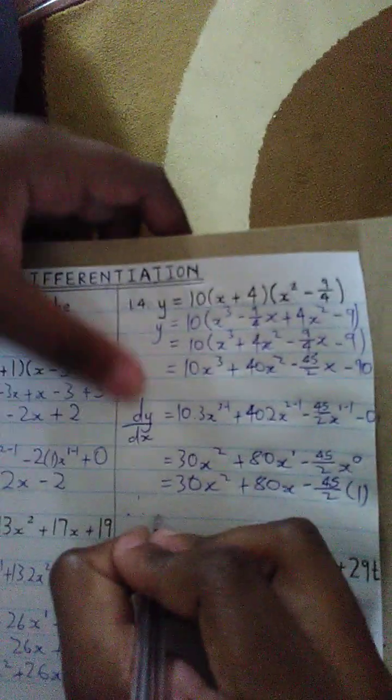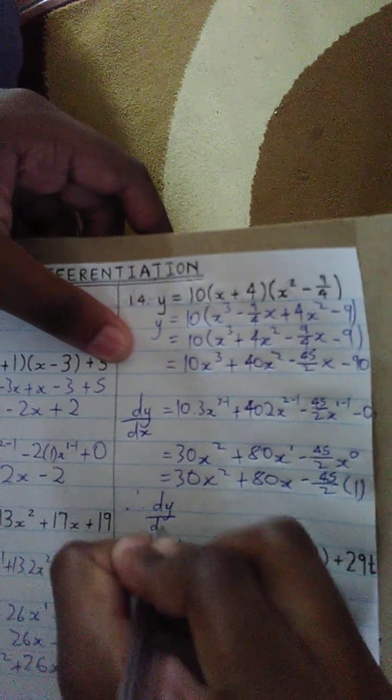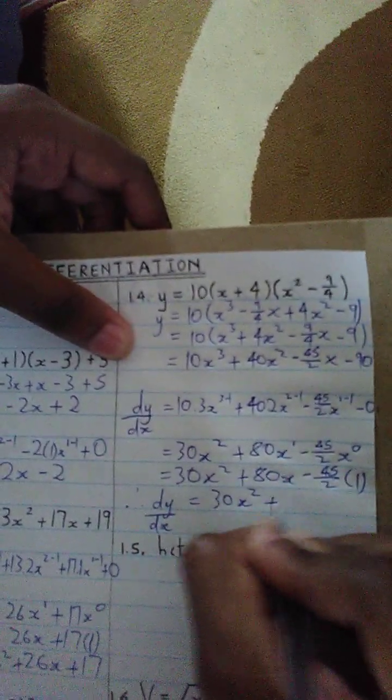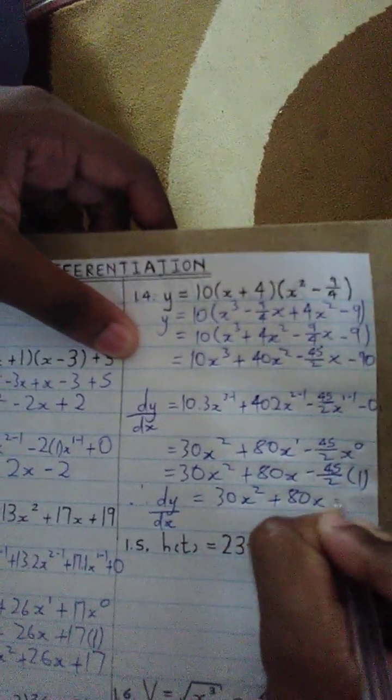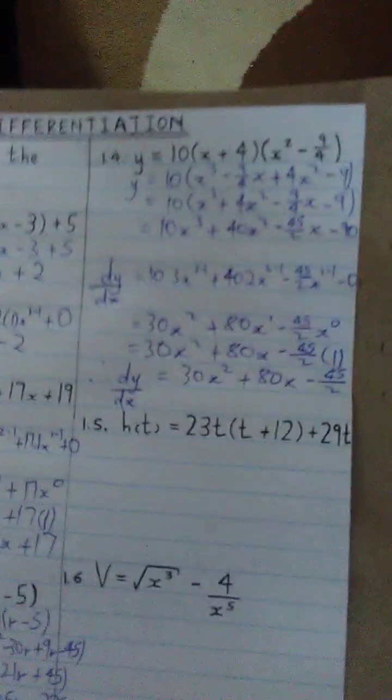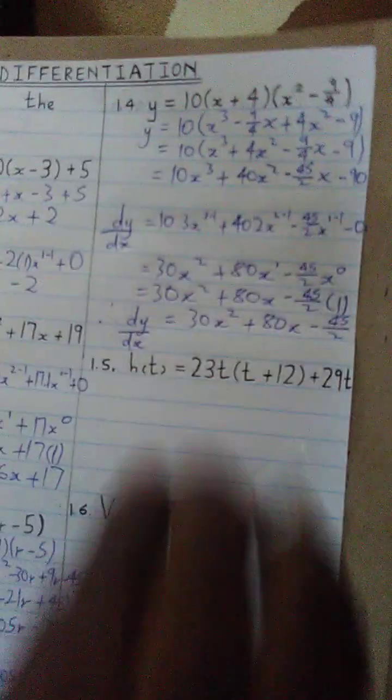So we get the final answer is 30x squared plus 80x minus 45 over 2. Okay, these two will be a challenge one.